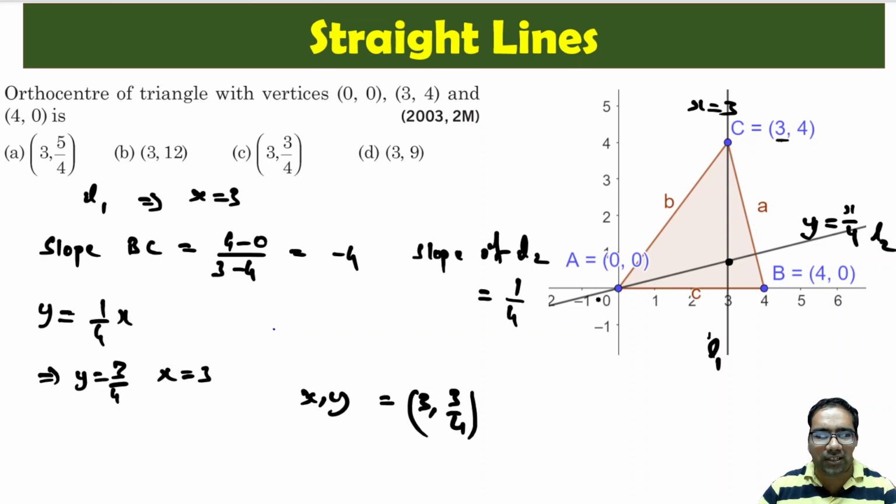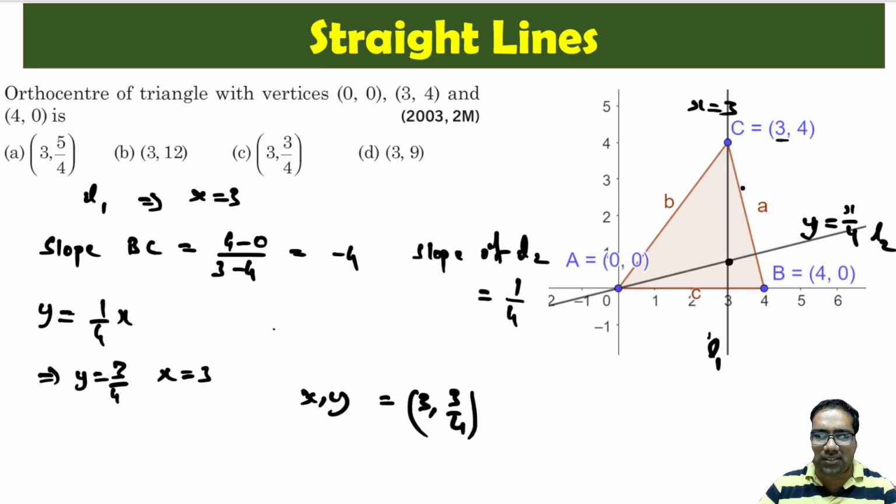Now we have to find the equation of the line L2, which is another perpendicular, from A to BC. For that, first let us find the slope of BC. The slope of BC is y2 minus y1 by x2 minus x1, which is 4 minus 0 by 3 minus 4, which is nothing but minus 4.